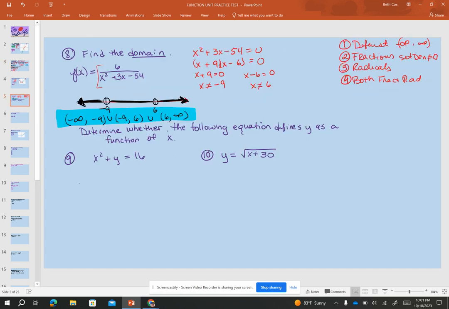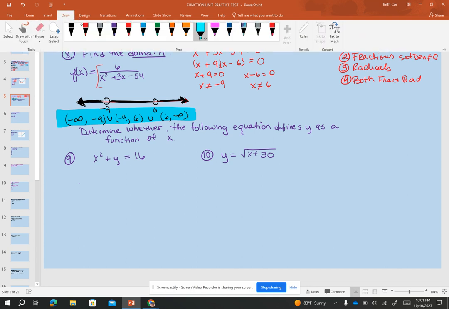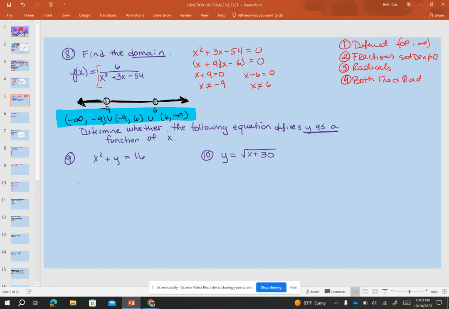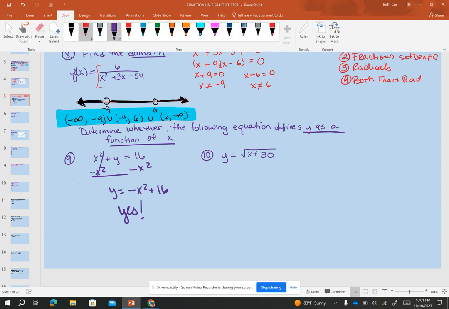Determine whether the following equation defines y as a function of x. And basically, can we solve for y? Yes, we can solve for y. Yes, I can solve for y. Y is equal to -x squared plus 16. So yes, it is a function. And guess what? Number 10 is already solved for y.